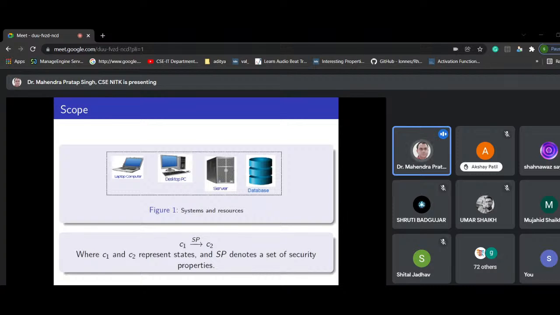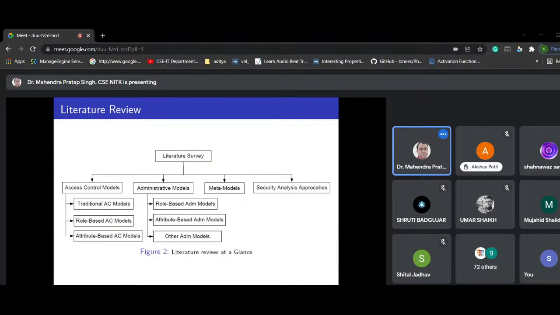Now, what do we mean by violations? Violations in the sense that, let's say, I have some permissions. After some time, those permissions are removed from me. But if I am still able to get those permissions, it means there is some problem in the specification of the policies in the system. So the system should check that. What is the problem?